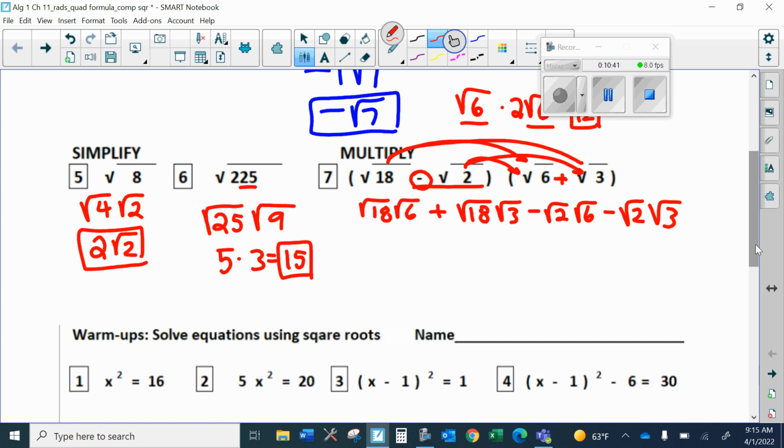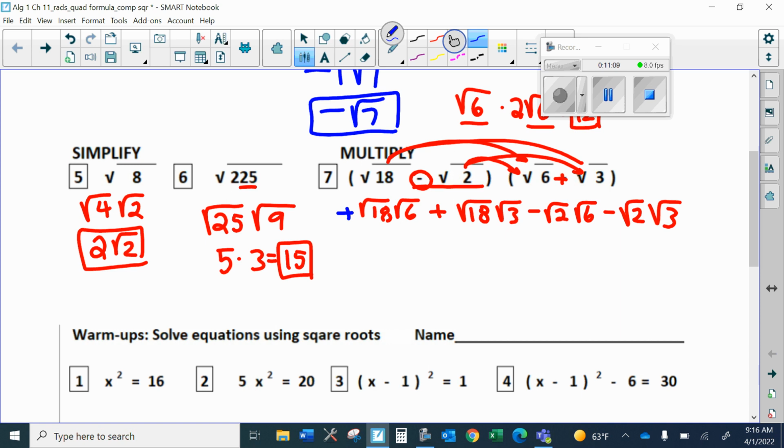Remember, when I have a binomial times a binomial, no matter what they are, I'm going to end up with 4 terms. There's my 1, 2, 3, and 4 terms. Remember, terms are separated by plus and minus signs. So there's 1 term, 1 term, 1 term, 1 term. Whenever you multiply binomial times binomial, you're going to get 4 terms. And then oftentimes you'll be able to combine some afterwards.